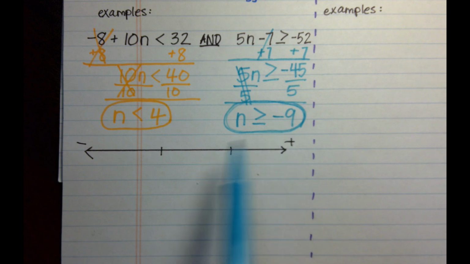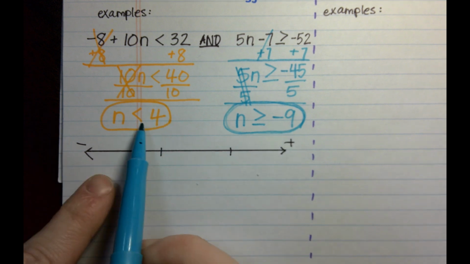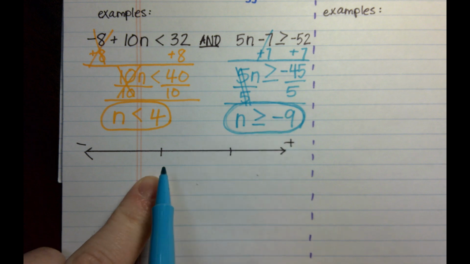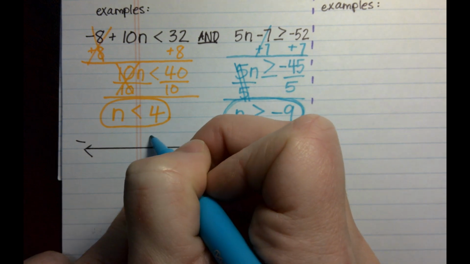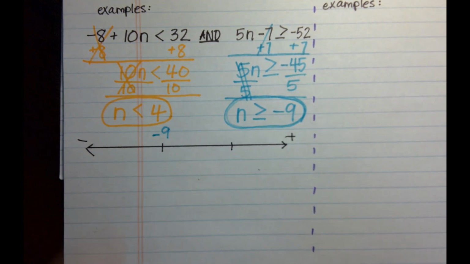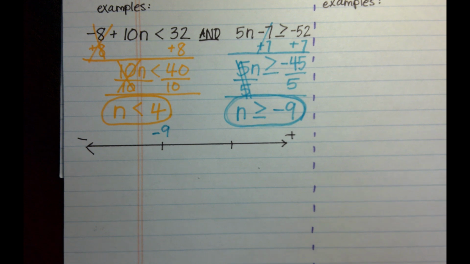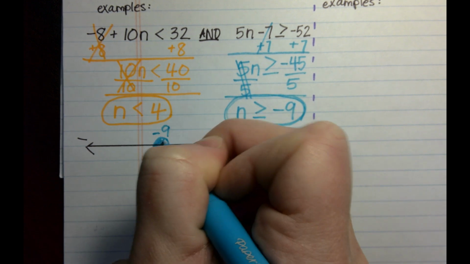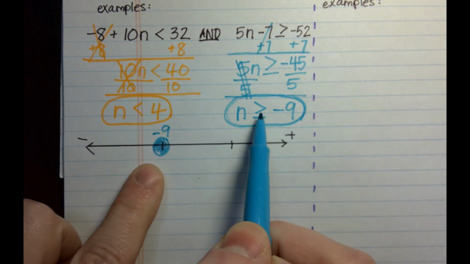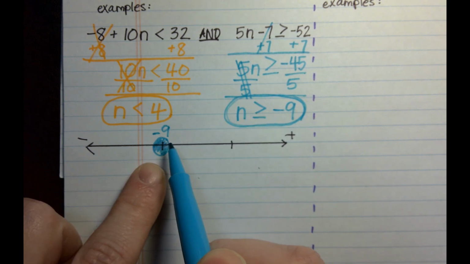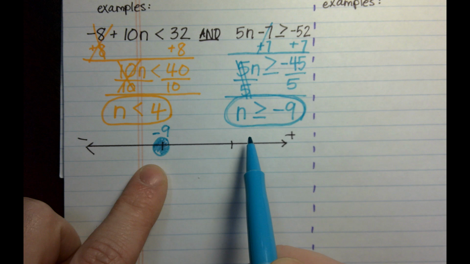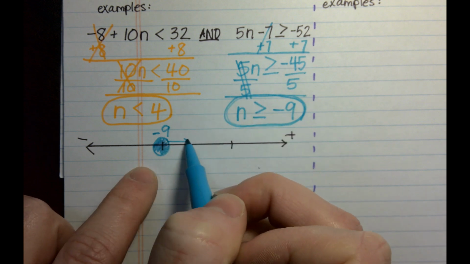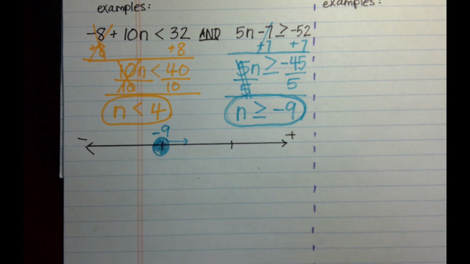Negative 9 is smaller than 4. We don't just write them in the order that we solved them in. We have to put the smaller number first. So negative 9 goes here. Open circle or closed circle? Closed. Good. And then we can see the sign. We're going to be shading to the right, but I don't want to shade the whole thing. We could just put a little arrow to let me know I'm going to shade this way.